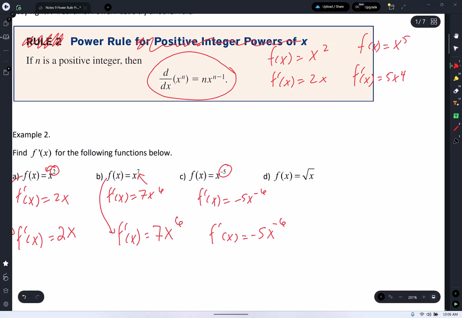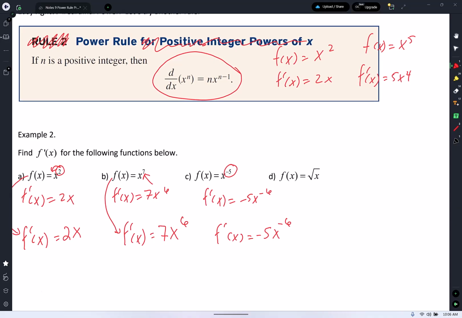All right, look at letter D. Do you think that one is special? Do we have to do something different with that one? It's the same. All radicals can be turned into an exponent. So before you even do anything, turn this into an exponent. The square root of x is the same thing as what? X to the power 1/2.